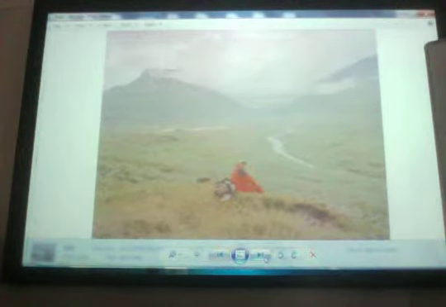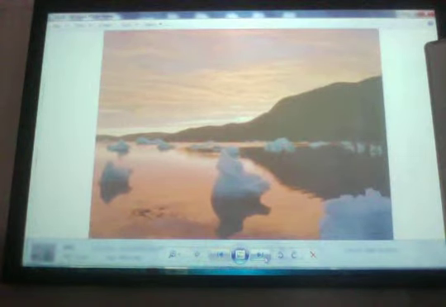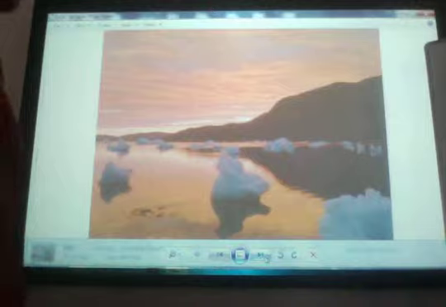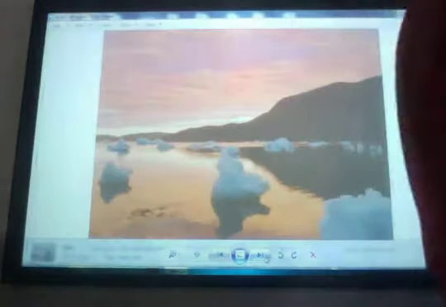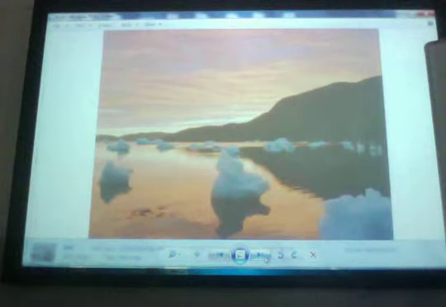So next slide. Here we have the icebergs in the downgoing sun, because I'm sure that it was the downgoing sun and not the rising sun, because when the sun rises, I'm usually still in bed. So next slide.